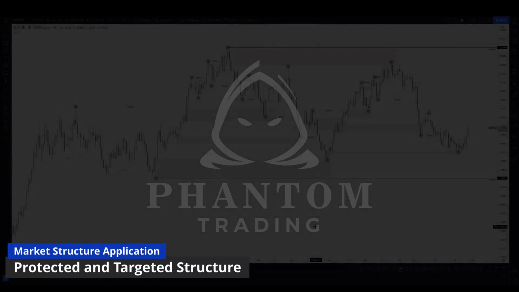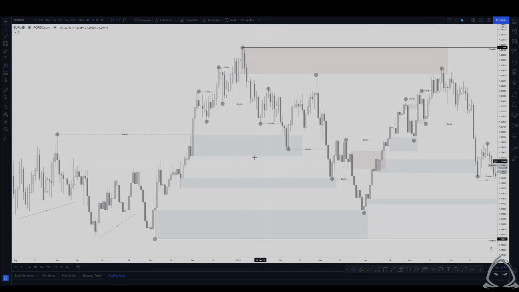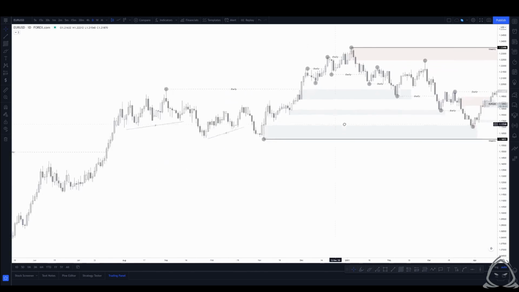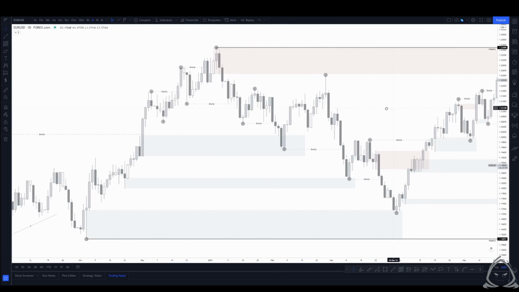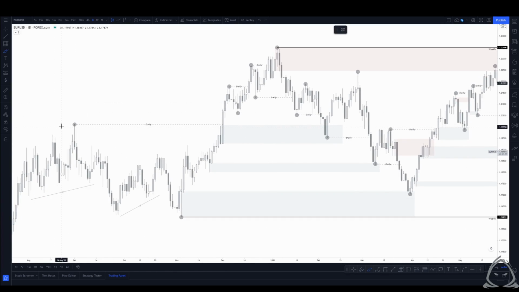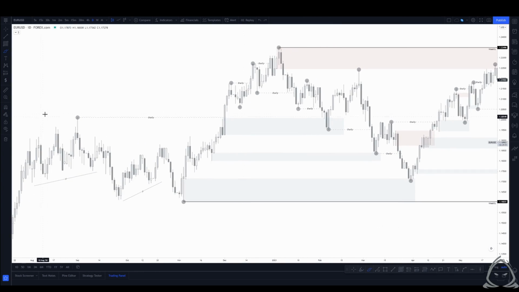Now that we've discussed protected and targeted structure, the best thing to do, as always, is to just dive into some chart examples to get a good indication of how this works in the live charts. We'll start on a daily chart here on euro dollar. What we can see is, again, we are creating an uptrend. We've just switched, and as we can see, we're in an uptrend.